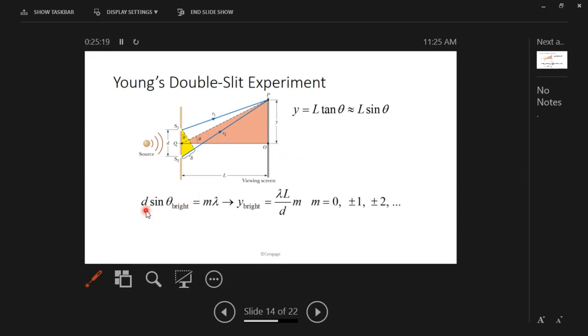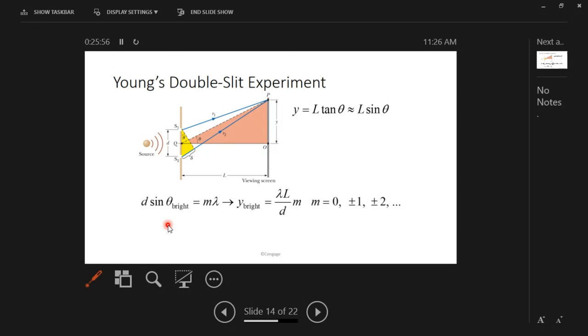Now, note that you have d sine theta for the bright fringes equal to m lambda. Now you can replace sine of theta by y over L, and then you can solve this equation for y. Then y for the bright fringes is m lambda L divided by d. And this is the formula that I'm going to use to do several of the problems. Again, m can be 0, plus minus 1, plus minus 2, and so on.